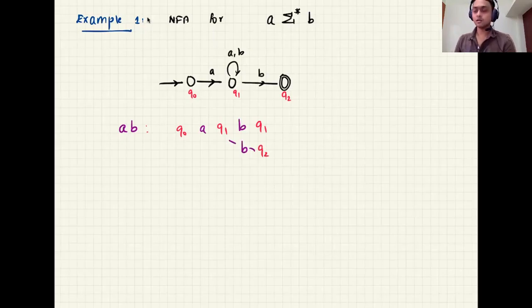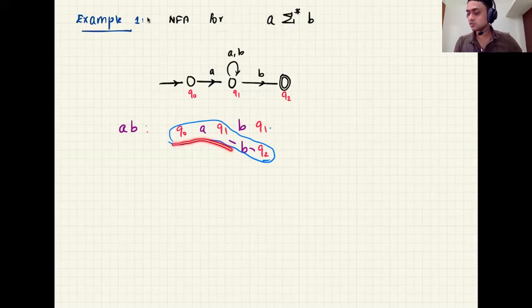Now, in this path, you reach an accepting state. Whereas here, there is no accepting state, which is fine. As long as there is one path which is accepting, this is one run, as long as there's one run which is accepting, it is fine. This was an example, I think, which was there in the last class also.